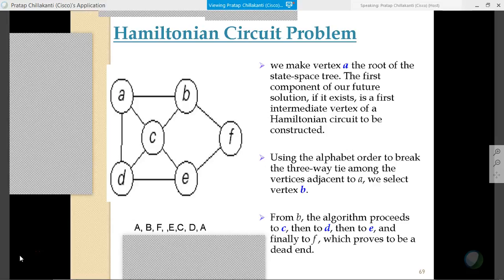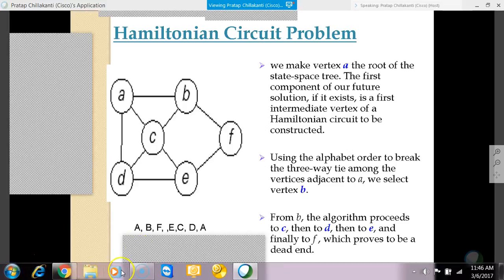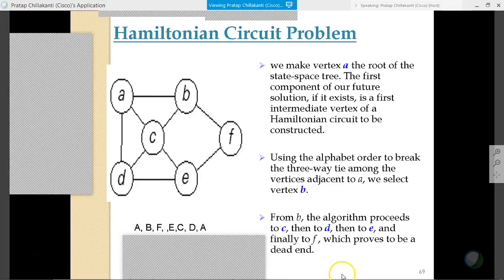Now from B, what are the adjacent vertices? C and F, okay? So we go to C, and from C we go to D and E. Out of those two, I select D because we're taking the lower letter, okay? And from D we go to E, right? Because we already came from A, B, C, D, we don't go back. We go to E, and finally to F, okay?